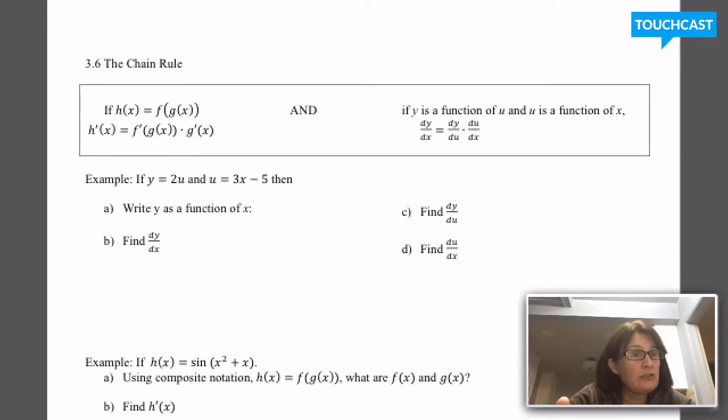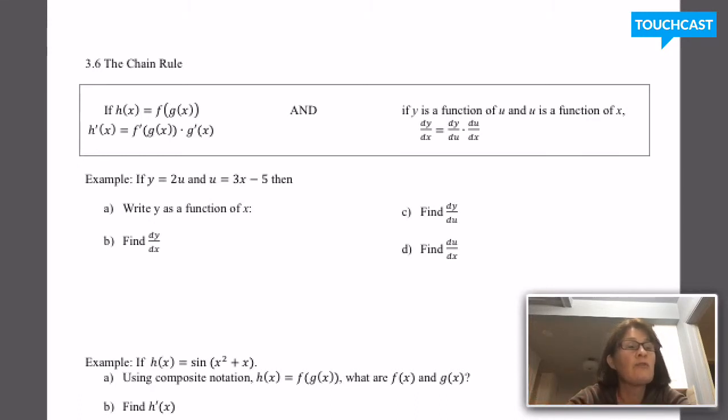Because a lot of the most interesting functions come from letting the result, the output of one function, be the input to another function. So that way of combining functions is called composition. So we need the chain rule to help us take the derivative of functions that are composites, or functions that are a result of composition. So the chain rule, there's two different ways to think about it. It can show up in two different scenarios.